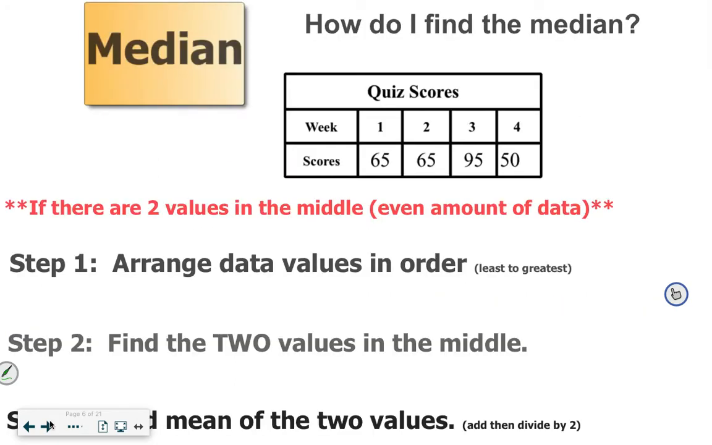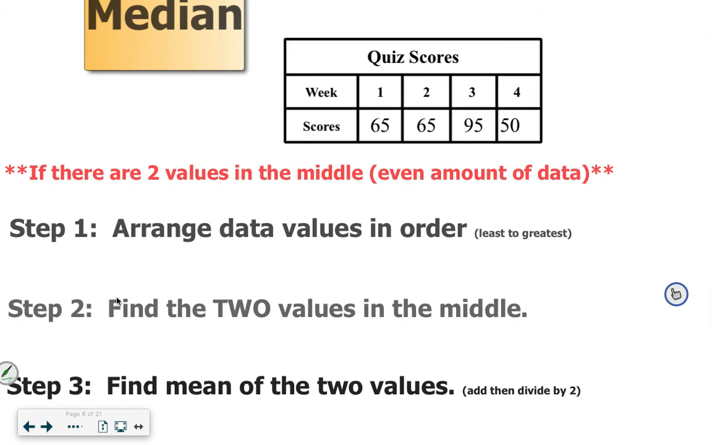This is another type of question to be able to find the median, ladies and gentlemen. In the previous question, there are odd number of data, but here there are even number of data, which means that, as you see here, there are 4 data given. First, we need to order from least to greatest. Sorry, the least one is 50, and then 95 is the greatest.